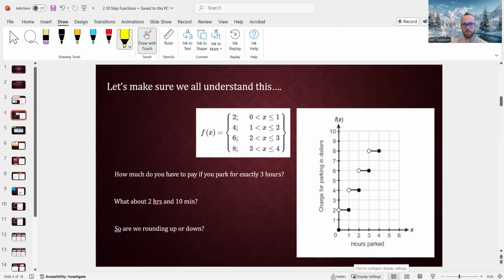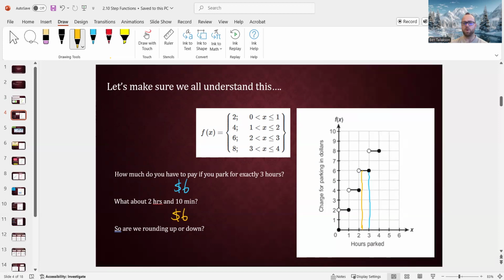How much do you have to pay if you park for exactly 3 hours? Well, let's find 3 hours and go up until we hit a solid line or a solid dot. Boom. We're going to pay $6. Okay. What about 2 hours and 10 minutes? 2 hours, 10 minutes would be just past the two. So if we go up, boom. Again, we are at $6.